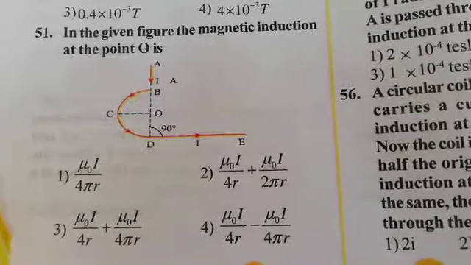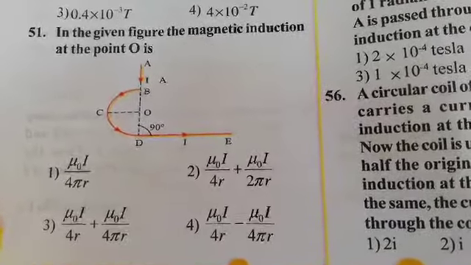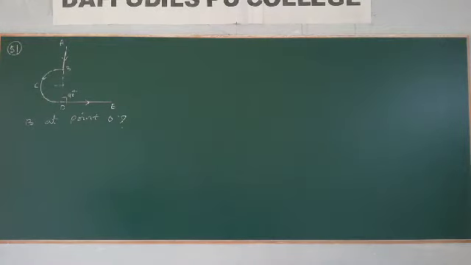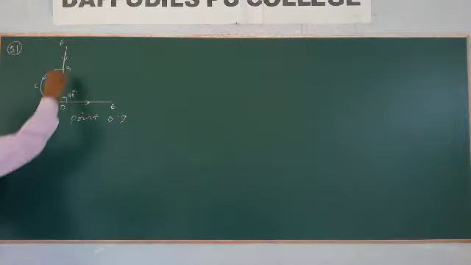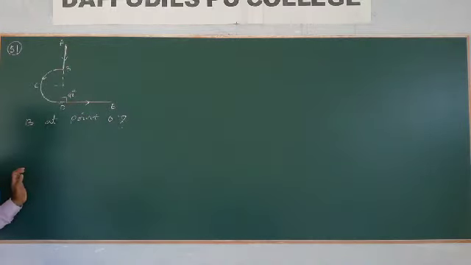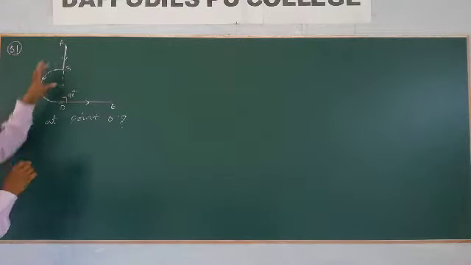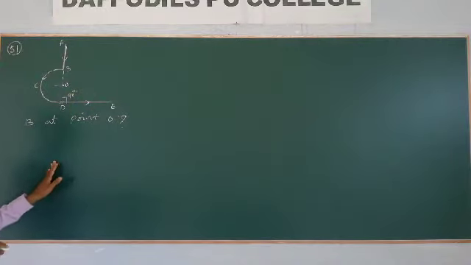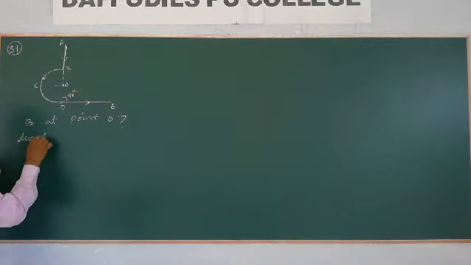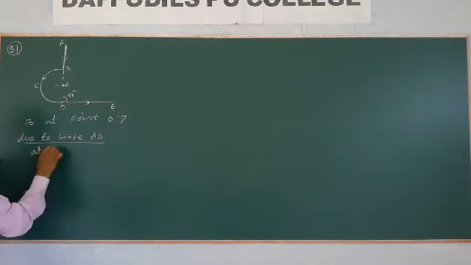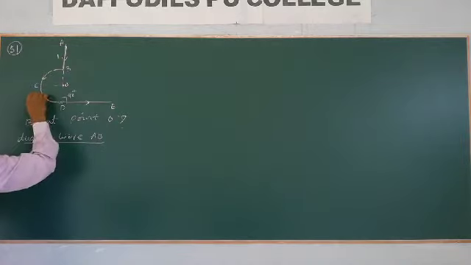So this is the 51st one, the diagram is given. Let us check the answer. So here it is given. AB is one straight line and BCD is a semicircular path and DE is again a straight line. Now due to these three paths at this point O we need to find the magnitude. First, due to AB at O. So let us take B1.